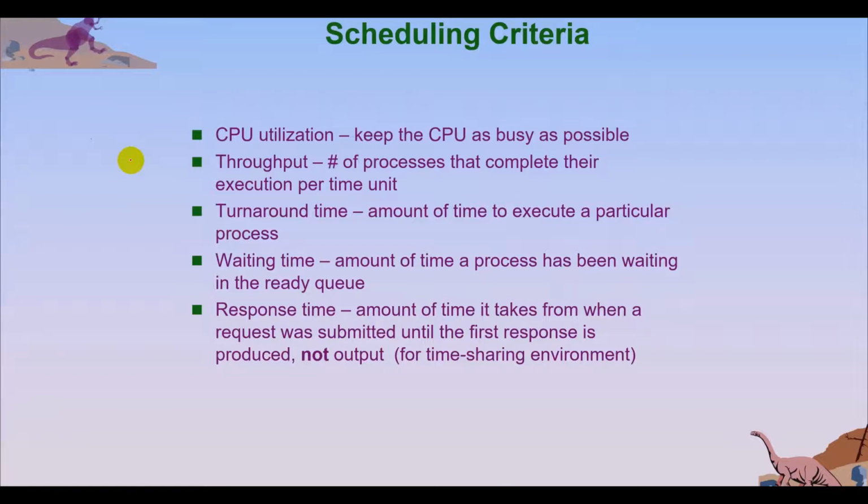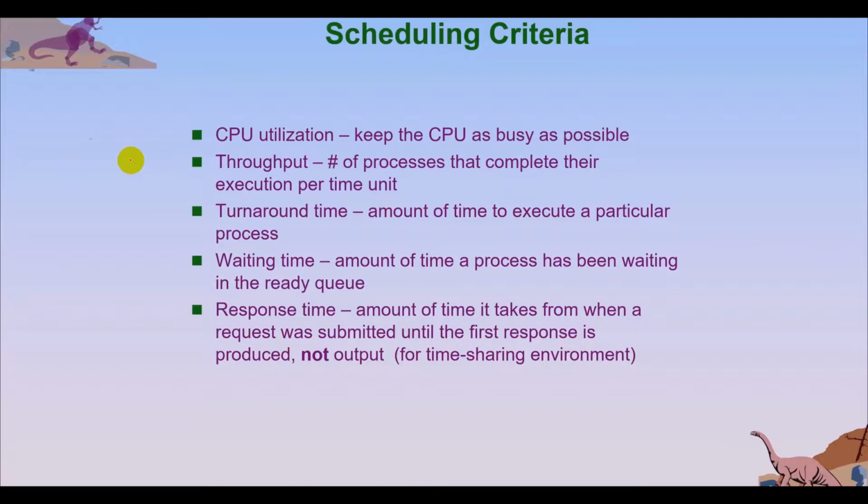Now, throughput is the number of processes that complete their execution per unit time. So throughput is the amount of work completed in a unit of time, or the number of jobs completed in a unit of time. Often you will hear the word job. A job is also the same as a process. In the book of Silberschatz, they use the terms job and process interchangeably. So the scheduling algorithm must look to maximize the number of jobs processed per time unit. That's the throughput.